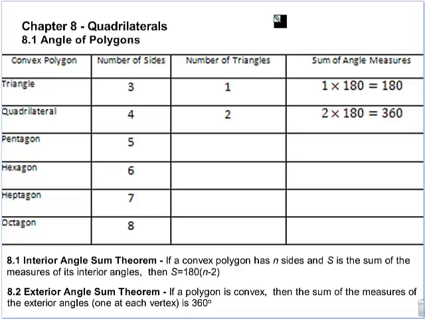All right, so that's all these first two columns are saying. The triangle has 3 sides, which we all know. Quadrilateral has 4 sides. Pentagon, 5. Hexagon, 6. Heptagon, 7. Octagon, 8. We're figuring out the sum of the interior angles today. So what we're going to do is break all these shapes down into triangles. A triangle has just one triangle inside of it. How many degrees are in a triangle?